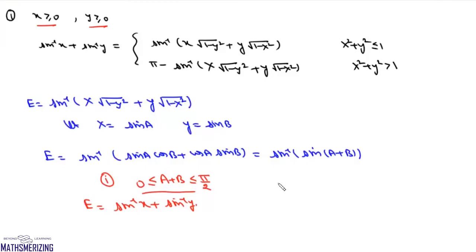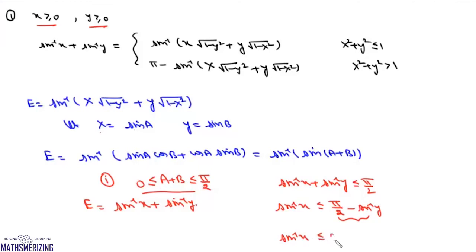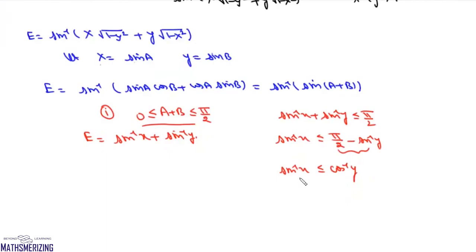So A is sine inverse of x and B is sine inverse of y. So we can write sine inverse of x plus sine inverse of y is less than or equal to pi by 2. Now we'll take this sine inverse y on the right hand side. So we can write sine inverse of x is less than or equal to pi by 2 minus sine inverse y, and pi by 2 minus sine inverse y is cos inverse y. So we can write sine inverse x is less than or equal to cos inverse of y.